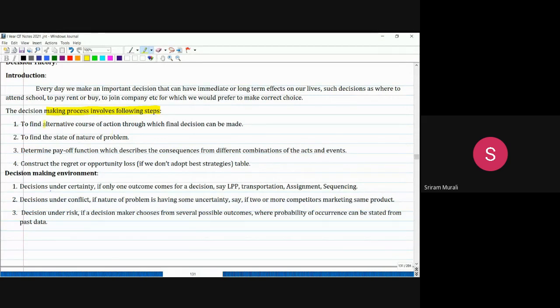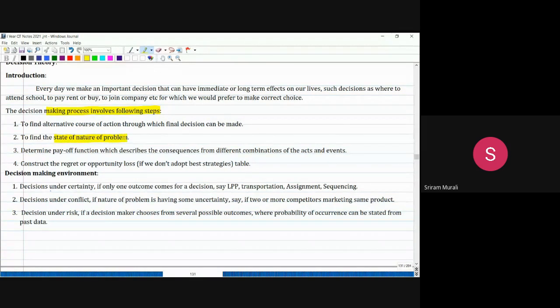Number one, to find alternate courses of action through which final decisions can be made. I gave an example just now: 6 IT companies, and your parameters are 4. If any one requirement is not satisfied, then I will go to the other company. In Infosys or CTS, how are they giving the same thing? So wherever it satisfies to some extent, I will accept the offer. Otherwise, I will reject it. So that is why they are telling alternate courses of action through which final decisions can be made.